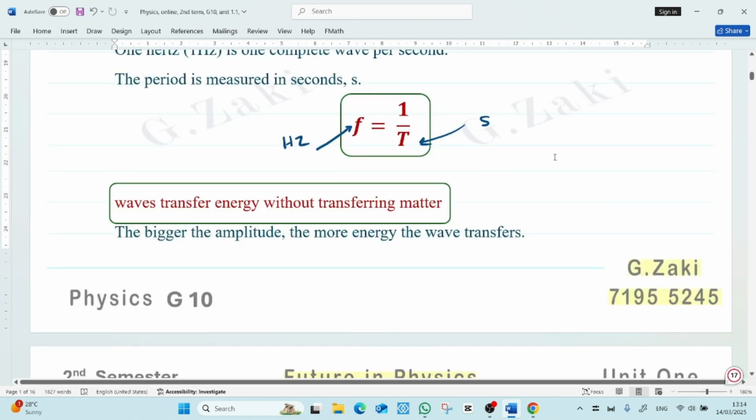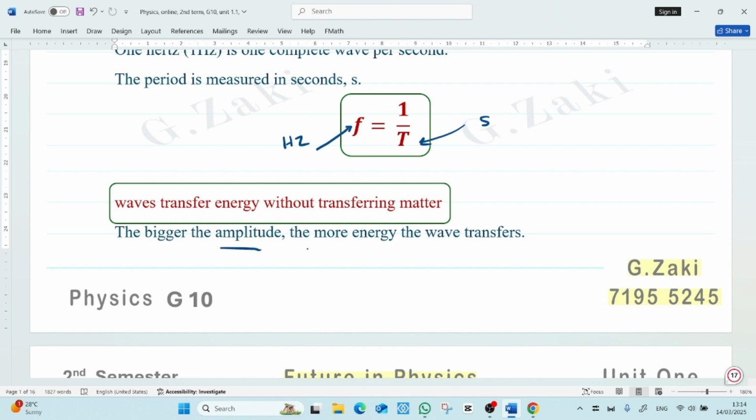Remember this rule: waves transfer energy. Actually, not any waves, the progressive waves. So progressive waves transfer energy without transferring matter. Energy also depends on the amplitude. The bigger the amplitude, the more energy. Actually, the energy, denoted by E, is directly proportional to the amplitude squared.